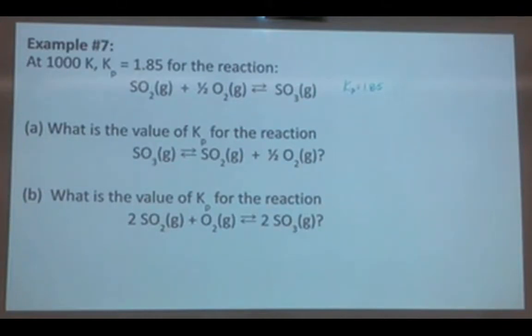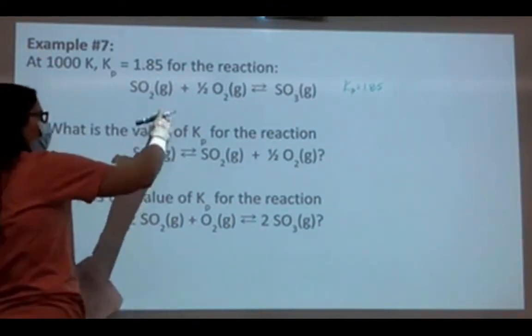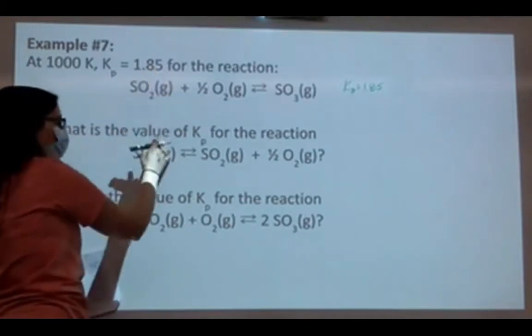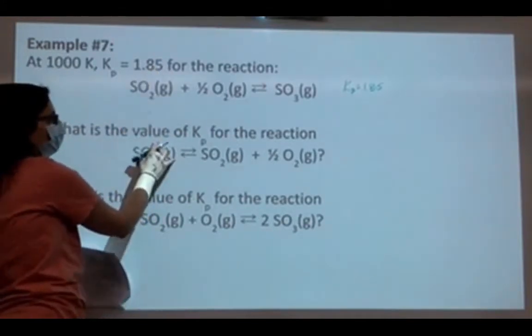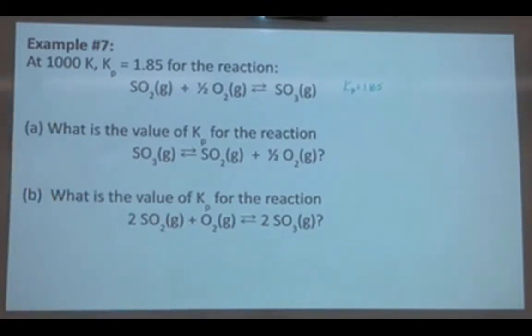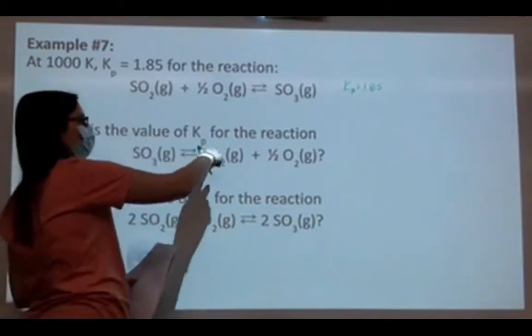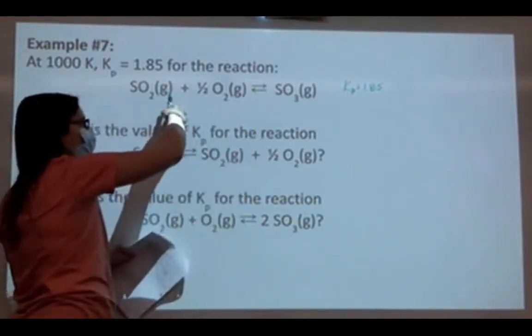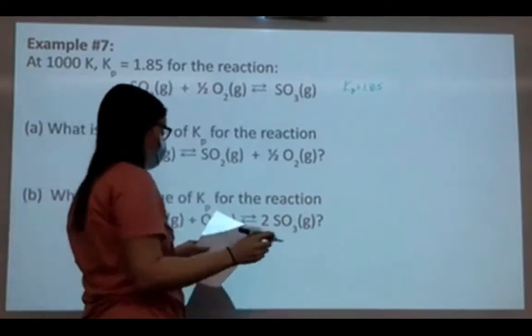So part A, what is the value of Kp for the reaction SO3 at equilibrium with SO2 and 1/2 O2? So we need to think about what do we have to do to the original equation to get to this one. So if you take a look at it, the only thing that I notice is different is that it's flipped. The reaction is flipped. SO3 becomes a reactant, the reactants become products.